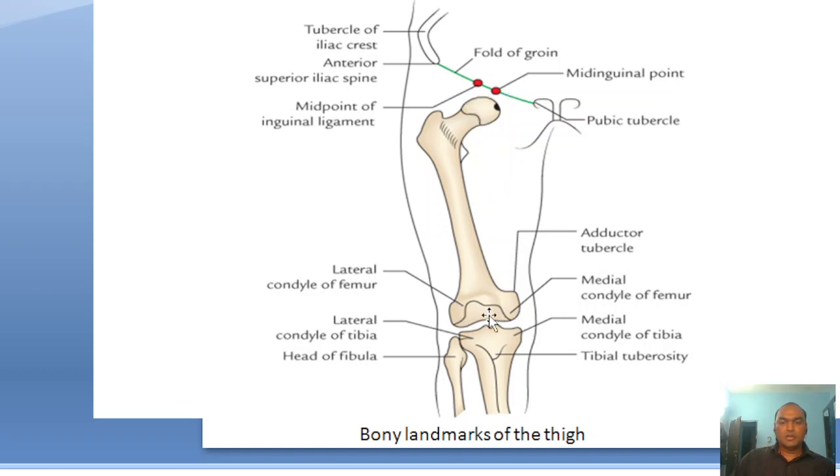These are the two condyles of femur. This is medial condyle of femur. This is lateral condyle of femur. This is lateral condyle of tibia. And this is medial condyle of tibia. And laterally to this is fibula, and this is the head of fibula. This is styloid process of fibula. So these are the bony landmarks present in the front of thigh.